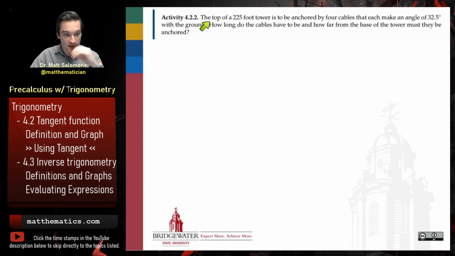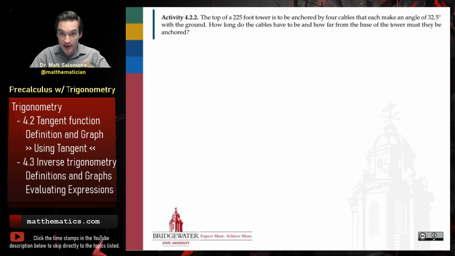In this first question, they tell us that there's a 225-foot tower. Maybe it's a radio tower or something. It's anchored to the ground by cables that make an angle of 32.5 degrees with the ground. And they want to know how long we need to make the cables and how far from the base of the tower we need to anchor those cables.